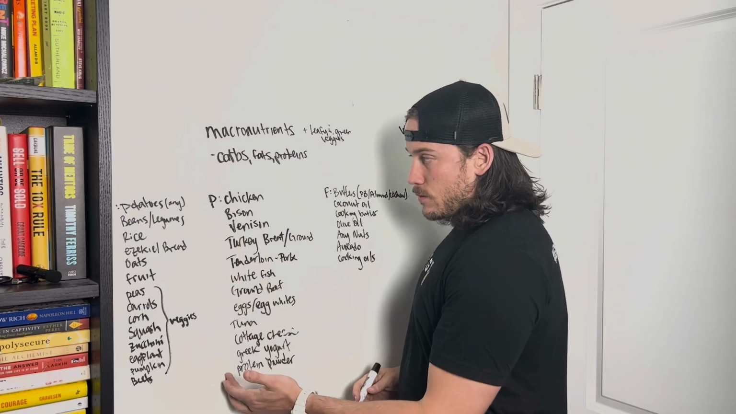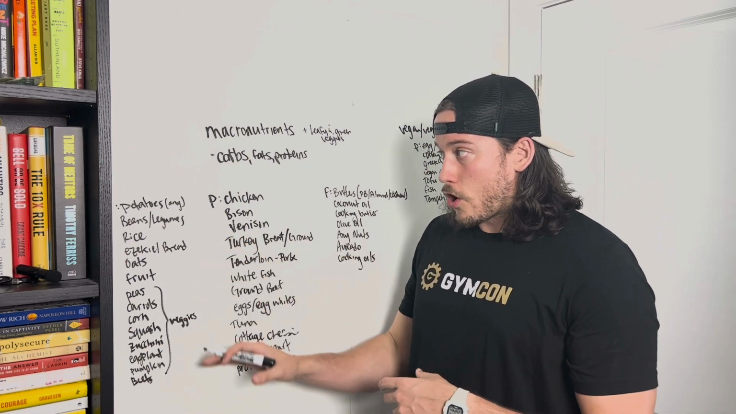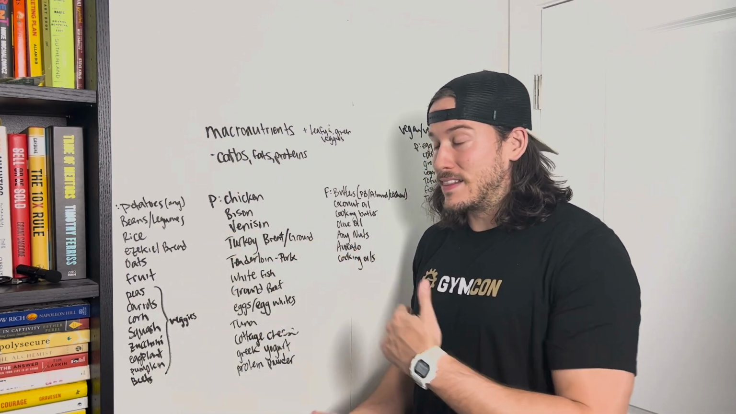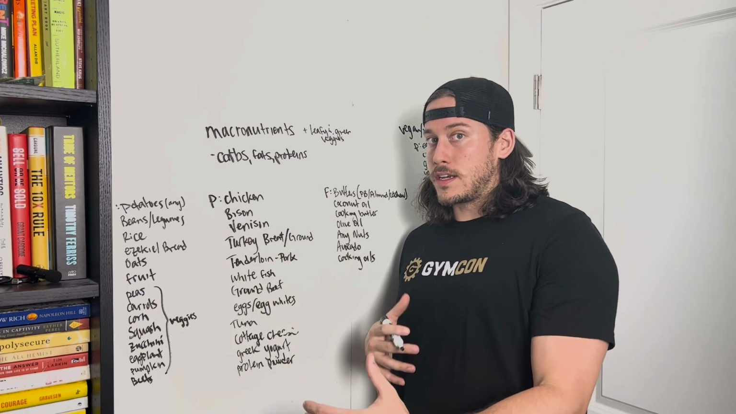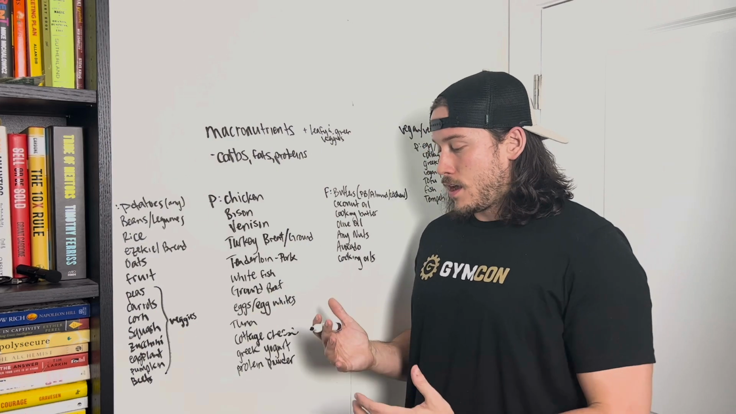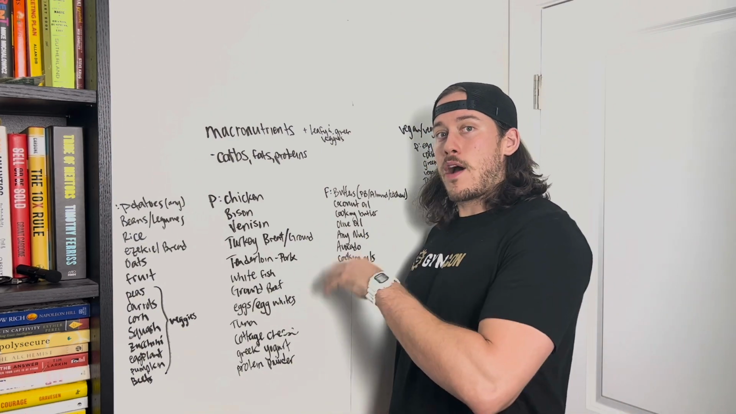So again, animal proteins: majority protein, less carbs, less fat. Carbs: more carbs, less fat, less protein. Fats: more fats, less carbs, less protein. Okay, pretty simplistic. But the next question usually becomes, okay, but how do I know how many calories all this is?